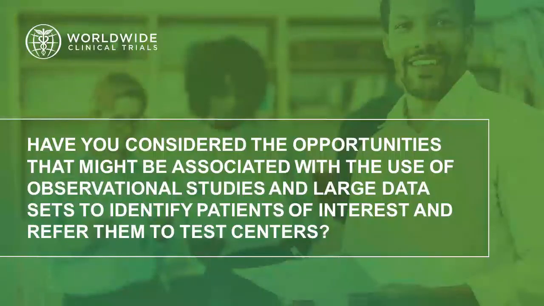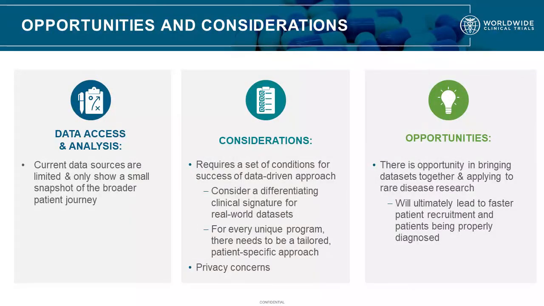Now that we've highlighted some of the challenges and limitations of orphan disease research, have any of you considered the opportunities that might be associated with the use of observational studies and large data sets to identify patients of interest and refer them to test centers? Is it possible that this technique has been overemphasized within the literature, though, and that the results do not often match the investment? Our approach has been very traditional.